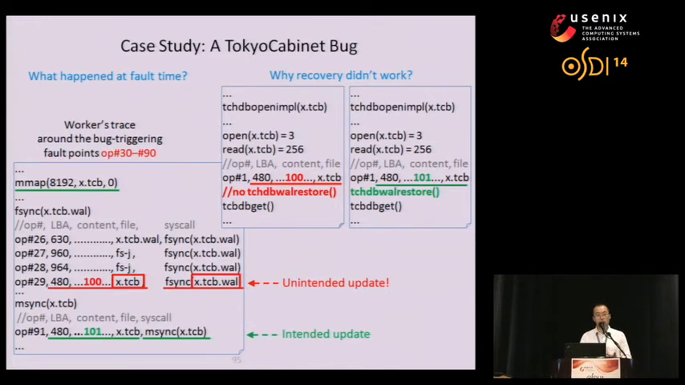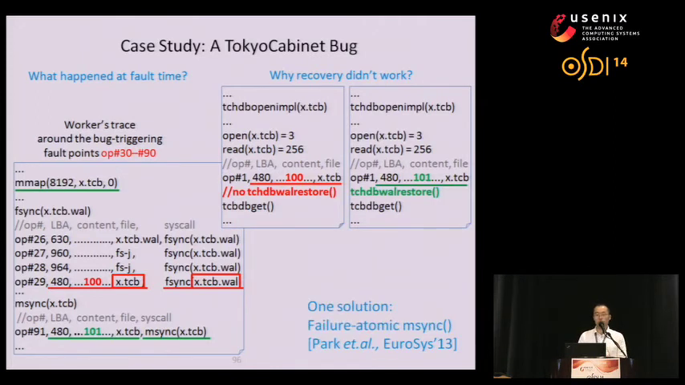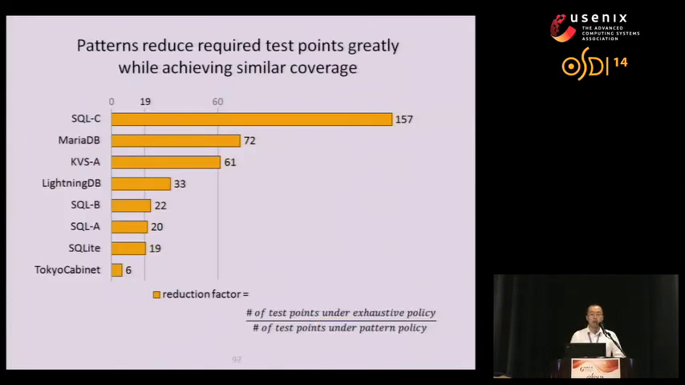And by the way, the mmap pattern described earlier is extracted from this case. So now that we have pinpointed the root cause, we can find solutions. One solution is to use failure-atomic msync, which can prevent the implicit flushes of dirty blocks. And the pattern-based fault injection works well.